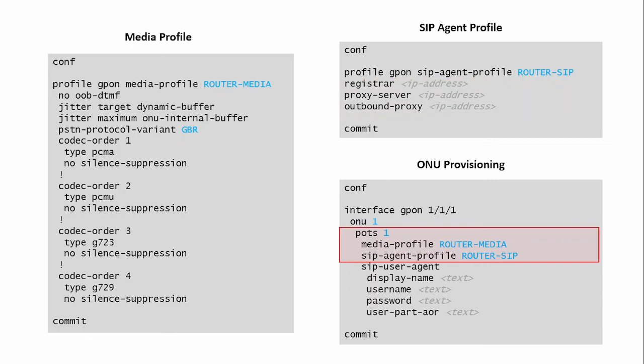Media profile and SIP agent profile are applied in the POTS port settings. POTS, which stands for Plain Old Telephone Service, is the port where the analogical telephone is connected. In the POTS port, the SIP user agent is also configured for individual VoIP settings, like display name, username, password, and user part AOR. Let's go back to the lab.